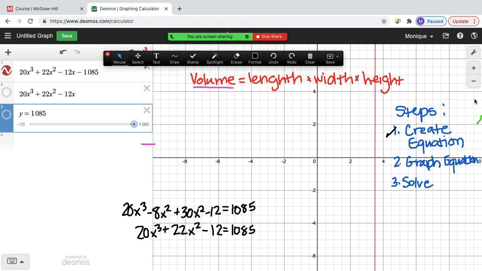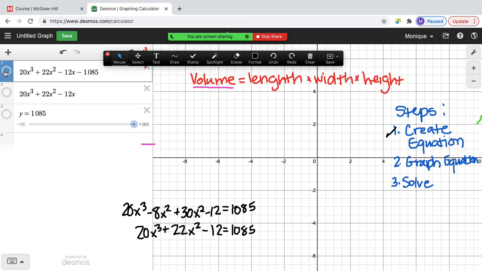So there's my graph. My x-intercept is here. So my answer is 3.5. Right? That is when you set your equation equal to 0. So we would subtract 1085 from both sides. Or if you like the other method, when you use a system, you grab everything before the equal sign first, and then you grab everything behind the equal sign separately. And keep in mind, if it is just a constant with no variable, you have to create it as a function. So you put in y equals 1085.